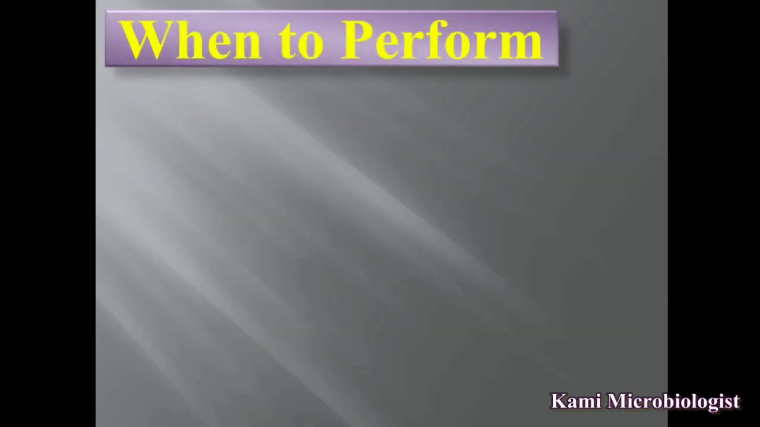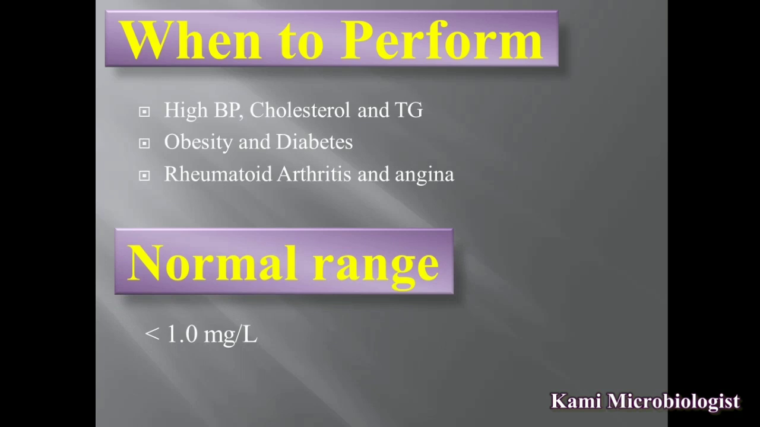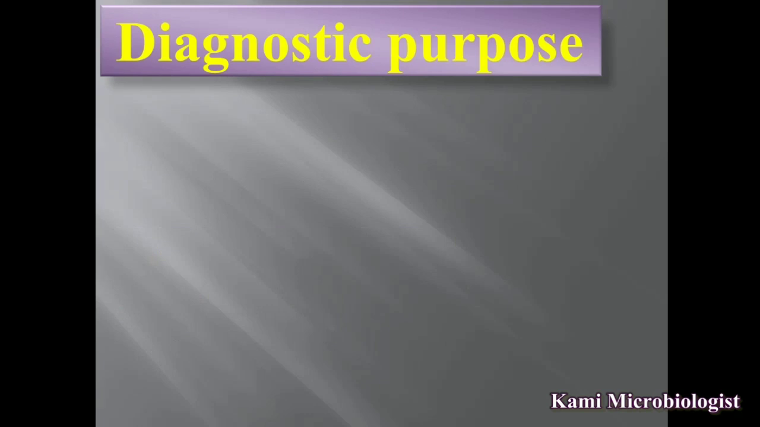Then we have when to perform this test. This test should be performed when there is high BP, cholesterol and TG, when the patient is obese and has diabetes, and when the patient has rheumatoid arthritis and angina. The normal range of high sensitive CRP is less than 1.0 milligram per liter.